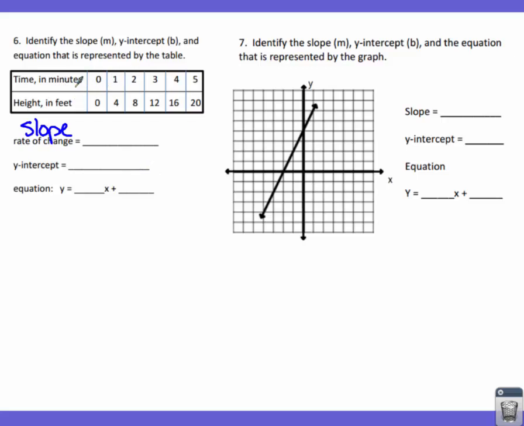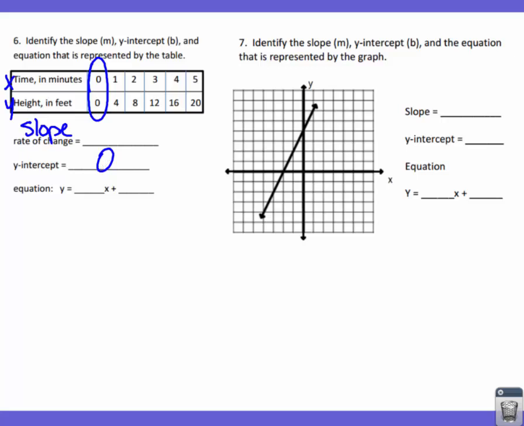Now which one of these is going to represent our x and which one's going to represent our y? Well, our time is something that doesn't change, but the height that we go up based on time will change. So time is our x and height is our y. Right? So we look at our y-intercept. So here is our x value of 0, our y value is also 0. So our y-intercept is 0.